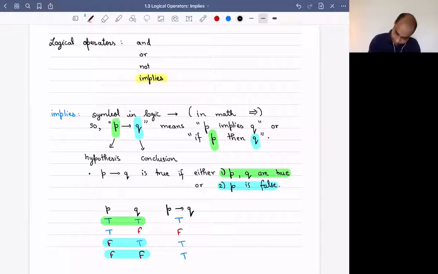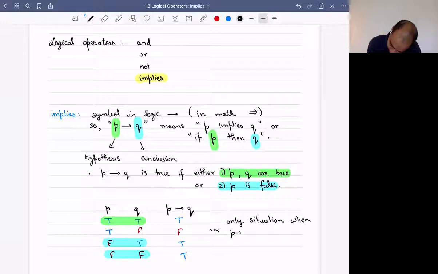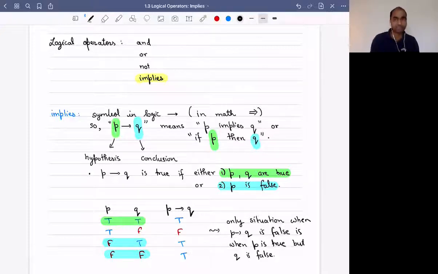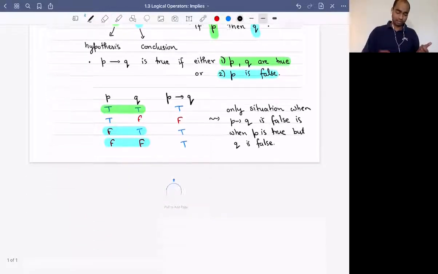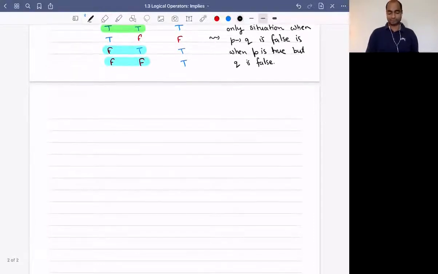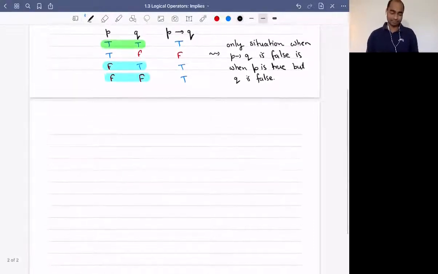And finally, the only time P implies Q is false is here. So the only time when P implies Q is false is when P is true, but Q is false. That is, the hypothesis is true, but the conclusion is false. That's just how it is. It will take some time to get used to this fact, but you will need to use this in all your problems. Okay, so that is implication. As far as logic is concerned, it's just another operator. So everything you could do with and, or, not, you can do with implies.